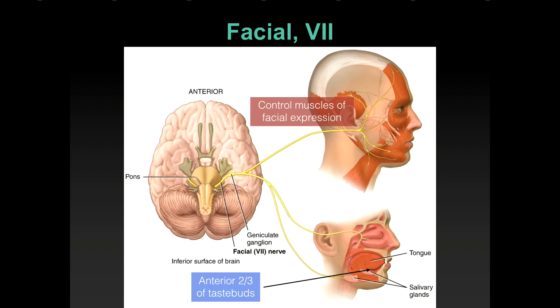Facial nerve. Control the muscles of facial expression. We have control over those, obviously. We don't have control over the parasympathetic activation of tear glands and salivary glands. Not immediately obvious, they're part of the face. Tear glands, salivary glands. Facial nerve controls the face.